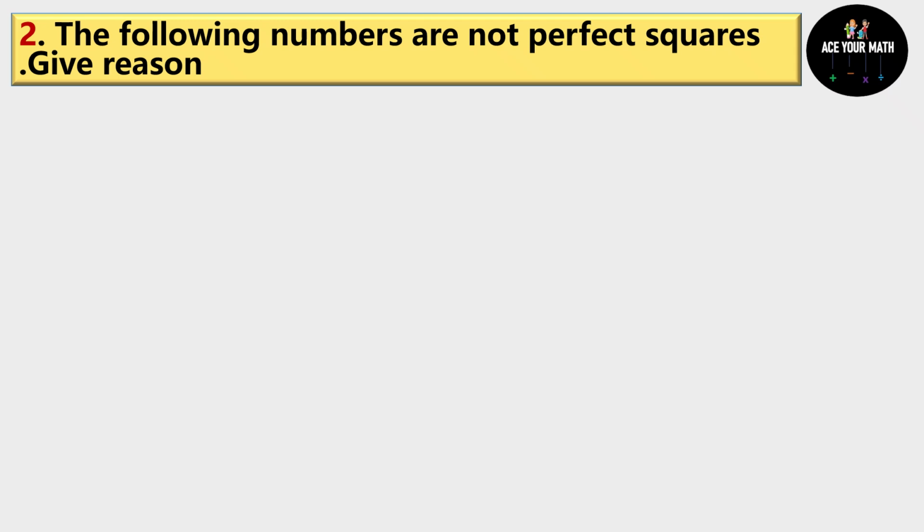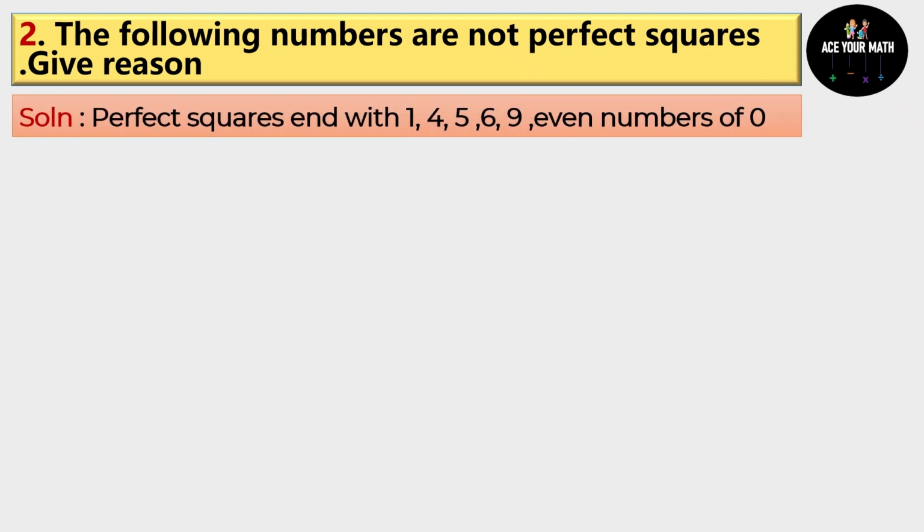Now let's solve the second question of exercise 5.1. See, the following numbers are not perfect squares. Give reason. So it is already given to you that the given numbers are not perfect squares. You have to just tell the reason. Okay, see, the answer is, all perfect squares, if you notice, they always end with either 1 or 4 or 5 or 6 or 9 or an even number of zeros.